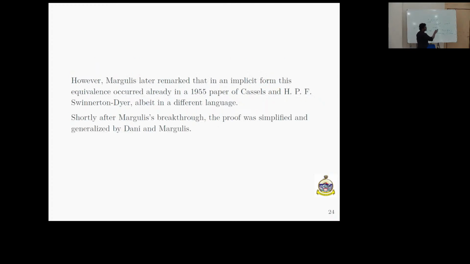Just before finishing this part, I want to mention that Margulis later remarked that, in an implicit form, his work had equivalently occurred in a 1955 paper of Cassels and Swinnerton-Dyer, in different language. Shortly after Margulis's breakthrough, the proof was vastly simplified by Margulis himself and our famous Indian mathematician S.G. Dani.